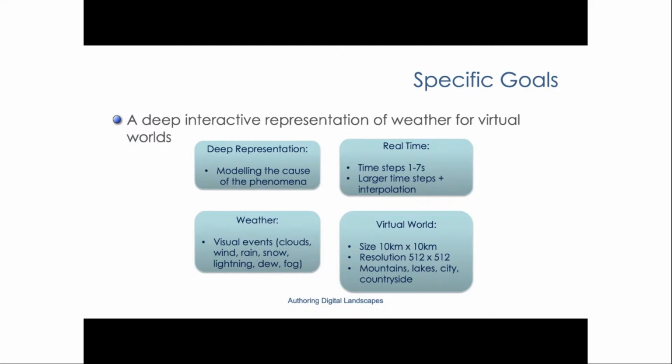Our interest, of course, in terms of efficiency is, as I said, with one of those three guiding principles, to try and make this as interactive as possible. This means that the simulation time steps should take at most 1 to 7 seconds. And the virtual world needs to be significant in size. So we're talking a sort of typical game area of 10 kilometers by 10 kilometers. This is what's known as mesoscale in simulation terms, with a resolution of about 512 by 512 horizontally. So that's the ground resolution. And we'd also like to have a variety of different underlying landscapes, such as mountains, lakes, cities, and so on.